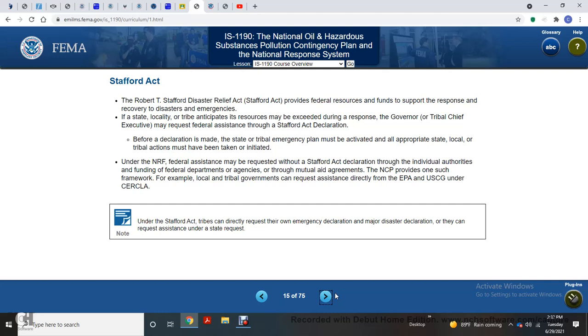Under the National Response Framework, federal assistance may be requested through a Stafford Act declaration or through individual authorities, funding federal departments and agencies through mutual aid agreements. The National Contingency Plan provides one such framework. For example, local and tribal governments can request assistance directly from the EPA and U.S. Coast Guard under the Comprehensive Environmental Response, Compensation, and Liability Act. Note, under the Stafford Act, tribes can directly request their own emergency declaration or major disaster declaration, or they can request assistance under state requests.